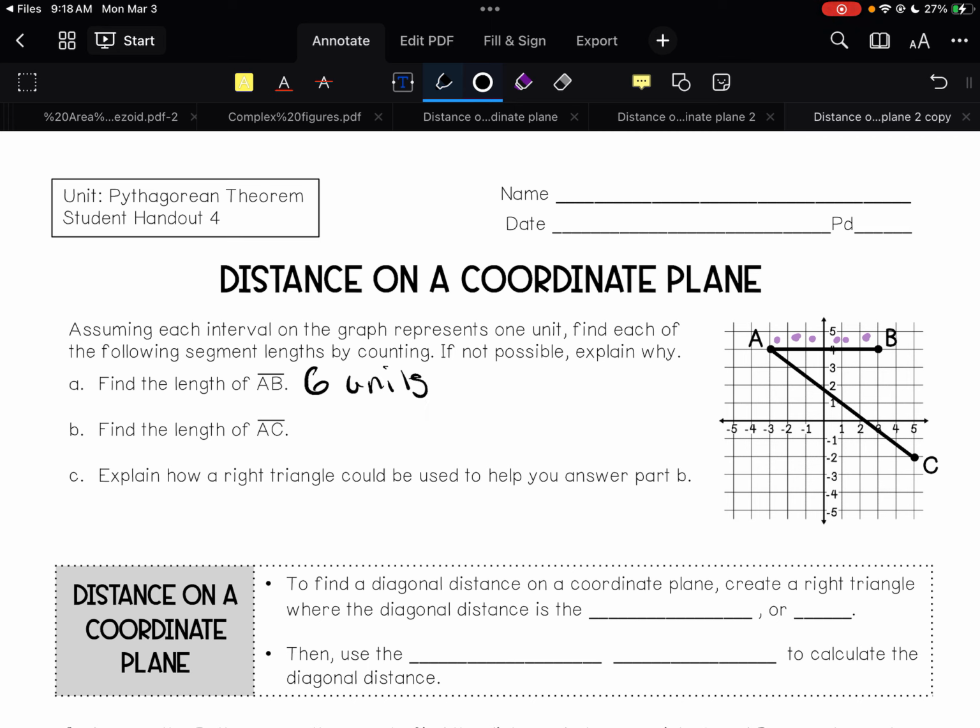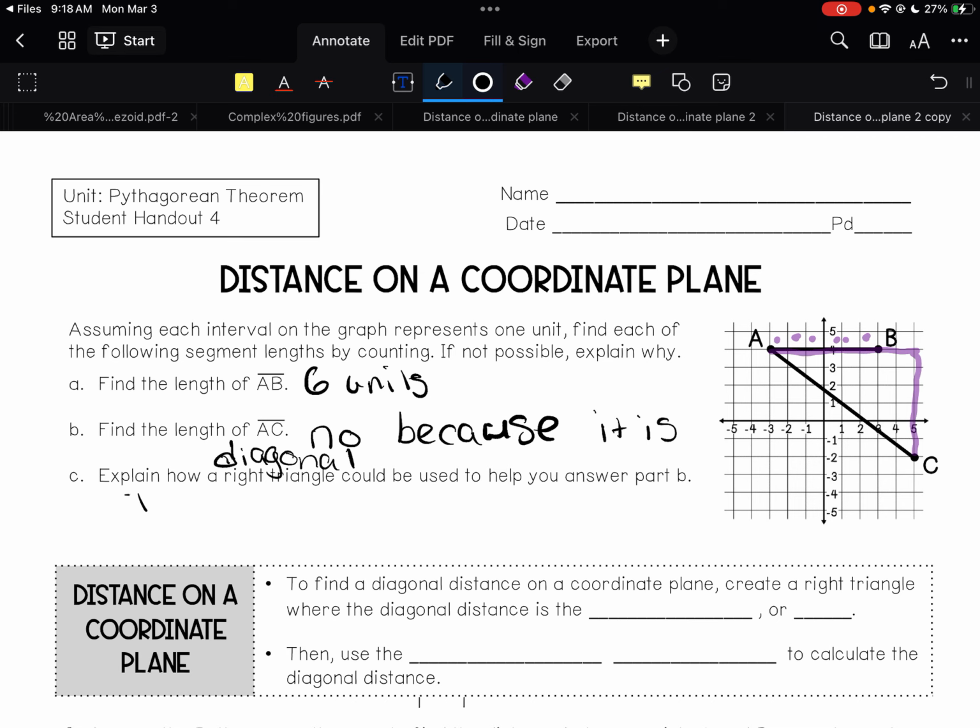The next one we cannot do by counting because it's on the diagonal. So this would be no, because it is diagonal. Explain how a right triangle could help you. A right triangle could help you find it because if we extended A here and created a right triangle, we could use the Pythagorean theorem because C would be our hypotenuse.